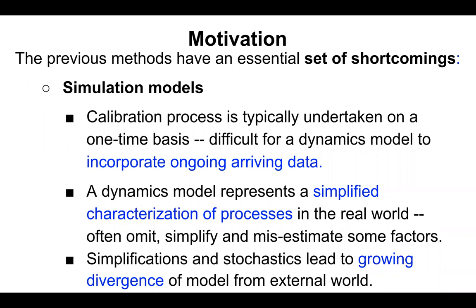Secondly, a dynamic model represents a simplified characterization of processes in the real world. Thus, those simplifications will usually omit, simplify, and misestimate some factors. For example, in infectious disease models, we usually use a constant contact rate parameter to calculate the contacts between the infectives and the susceptibles. But in the real world, the contact rate should change. For example, the contact rate among the children group should change between school days and holidays.